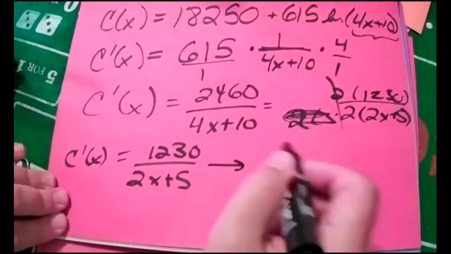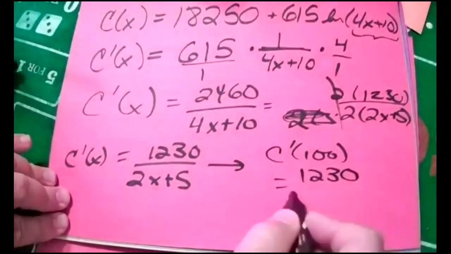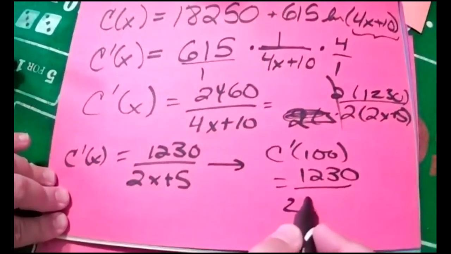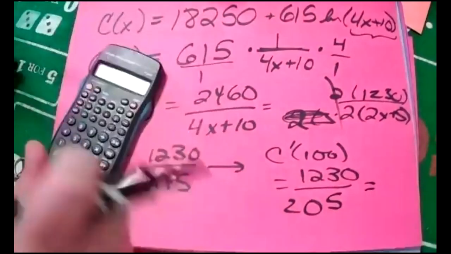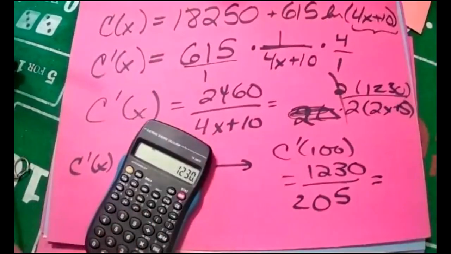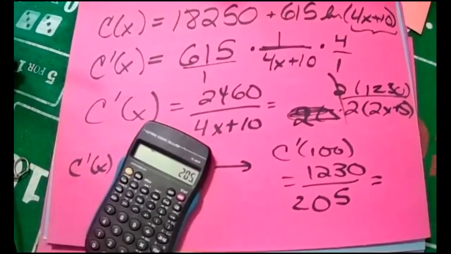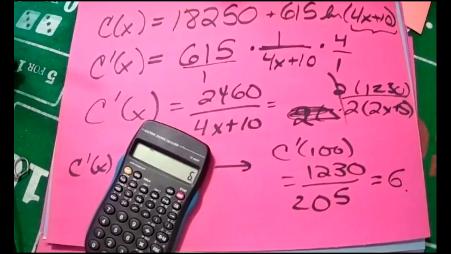Now, using that concept, let's go ahead and plug in 100 and get a solution. It'll be 1230 all over 205. And if we divide that, I'm getting a nice perfect 6. All right, so our solution for what is the marginal cost for 100 units? The answer is 6.